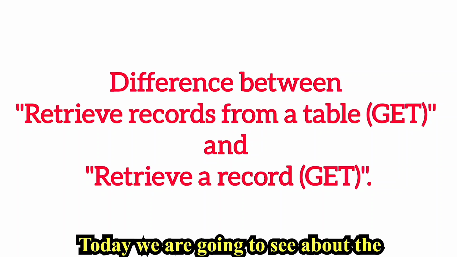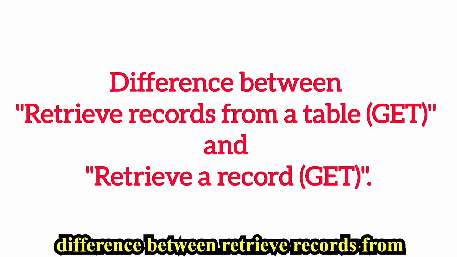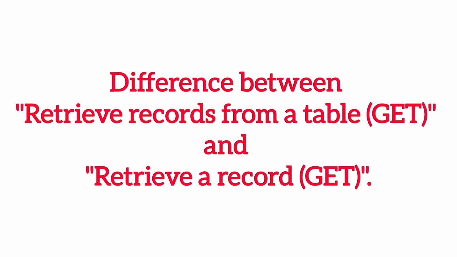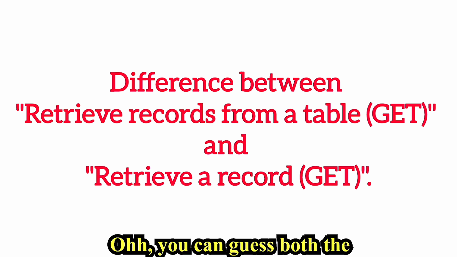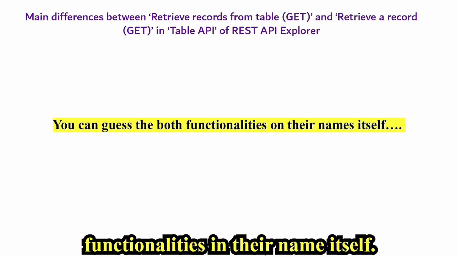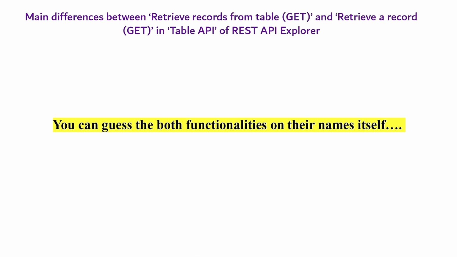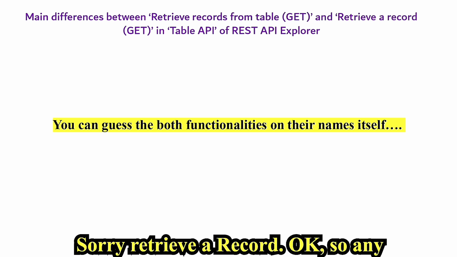We are seeing the difference between retrieve records from a table and retrieve a record. You can guess both functionalities from their names itself: retrieve records from a table and retrieve a record.